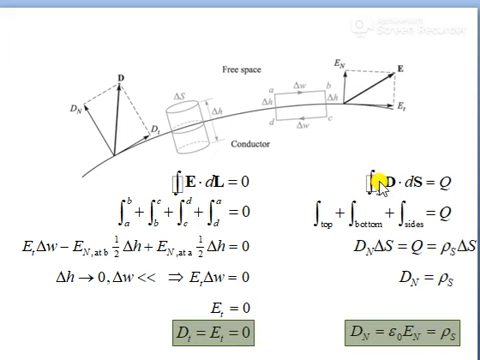Next we go to the integration over the surface of D dot ds is equal to Q. That is the integration over the top plus the bottom plus the sides is equal to Q. That is Dn del s is equal to Q, which equals rho s del s. Therefore Dn is equal to rho s. So Dn is nothing but epsilon naught En is equal to rho s. So this is about the conductor properties, as well as the equations for the boundary condition between free space and conductors. Thank you.